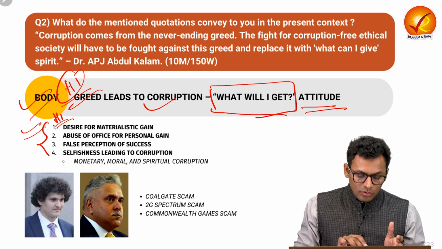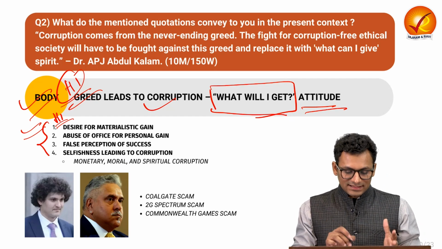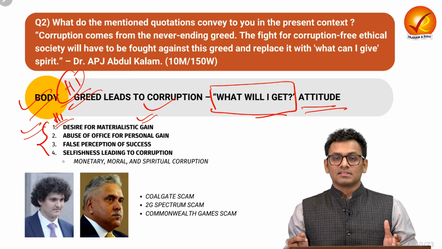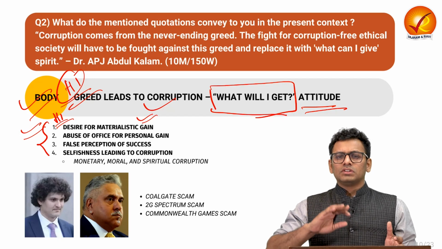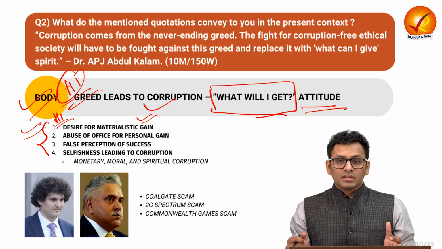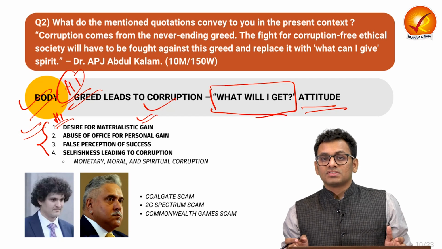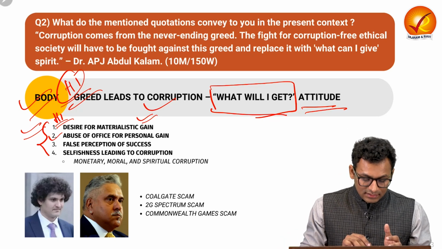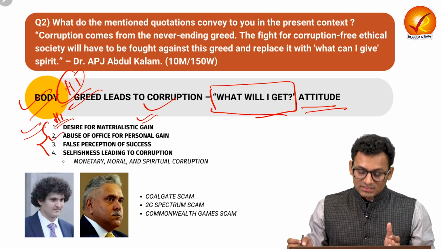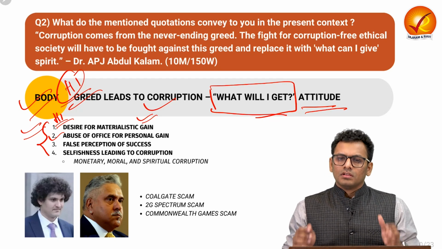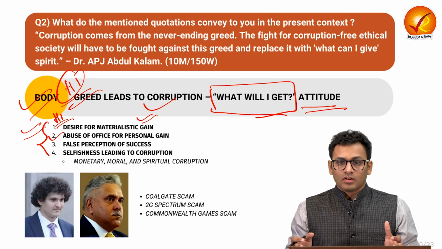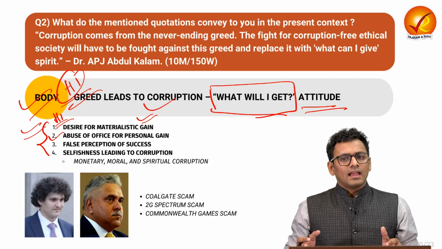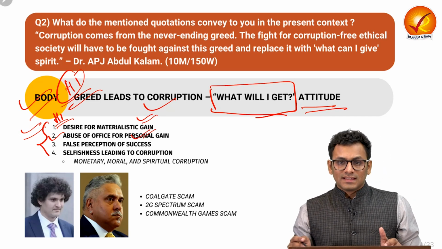You can talk about how greed leads to desire for materialistic gain. Now that pursuit of getting the materialistic gain will lead to certain kind of behavior which might be an anomaly. A person might choose wrong means to achieve those kind of materialistic gain, and that will lead to corruption. The second is abuse of office for personal gain. We have seen how people who acquire certain kind of power through their office can sometimes behave in such a way that is unethical and can use the same for personal gain.